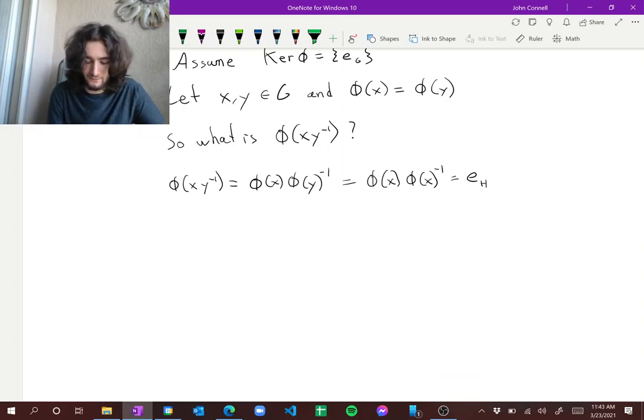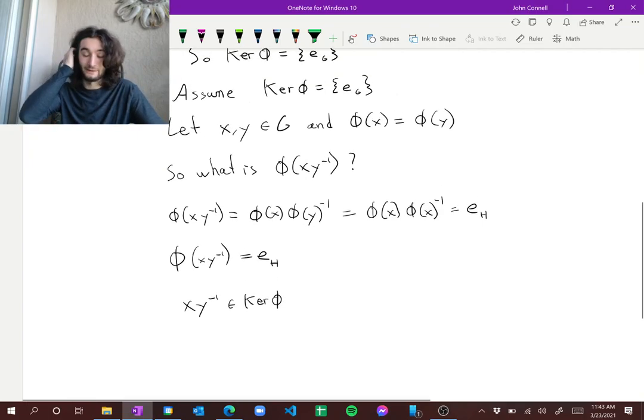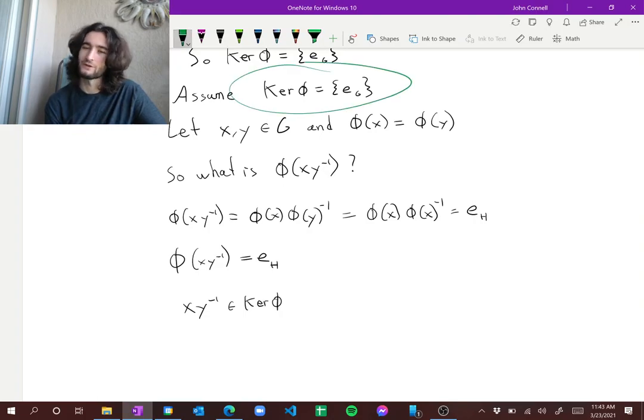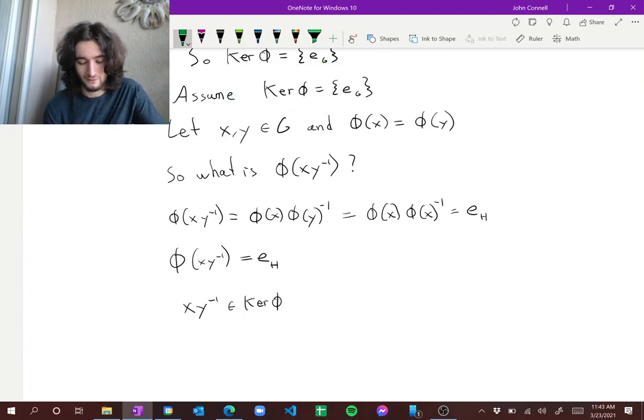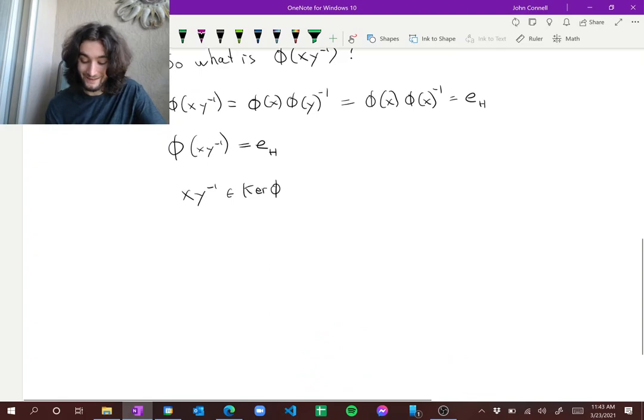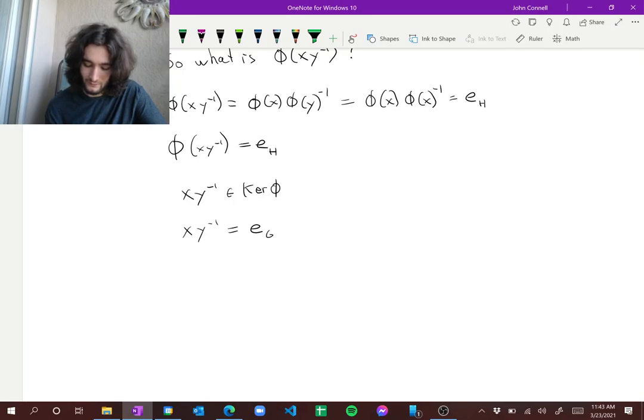So what is this saying? It's saying that x y inverse gets mapped to the identity, and that's what it means for this to be in the kernel. And now's where we get to use our assumption. What was the kernel? The kernel was, I shouldn't say empty, trivial. The kernel had only the identity. So if this thing is in the kernel, there's only one thing it can be, because the kernel only has one thing. It must be the identity. And then finally I'll multiply on the right to get that.